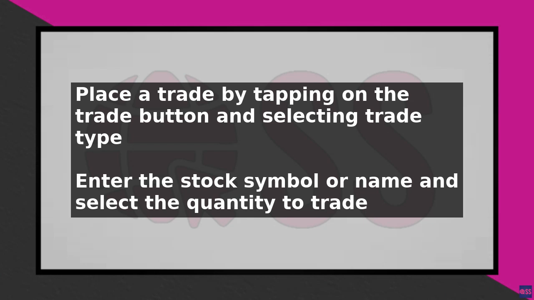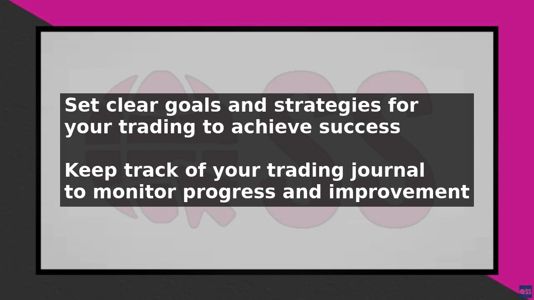The paper trading platform provides real-time market data and allows you to trade a wide range of financial instruments, including stocks, options, and ETFs. To get the most out of paper trading, it's essential to set clear goals and strategies for your trading. This includes defining your risk tolerance, identifying your trading style, and developing a trading plan. You should also keep track of your trading journal to monitor your progress and identify areas for improvement.